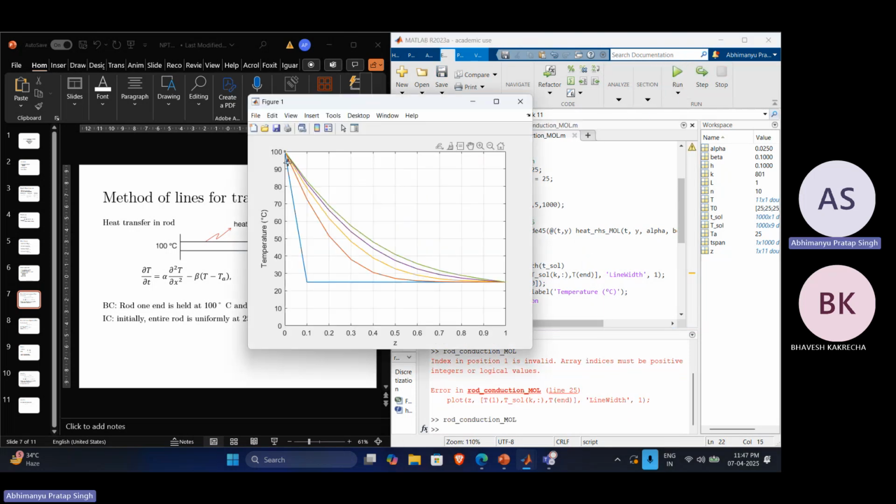Yeah. So this is how we initialize our system. The first node at 100 degrees Celsius and all the other nodes at 25 degrees Celsius. And then as time progresses, we finally get the green line.